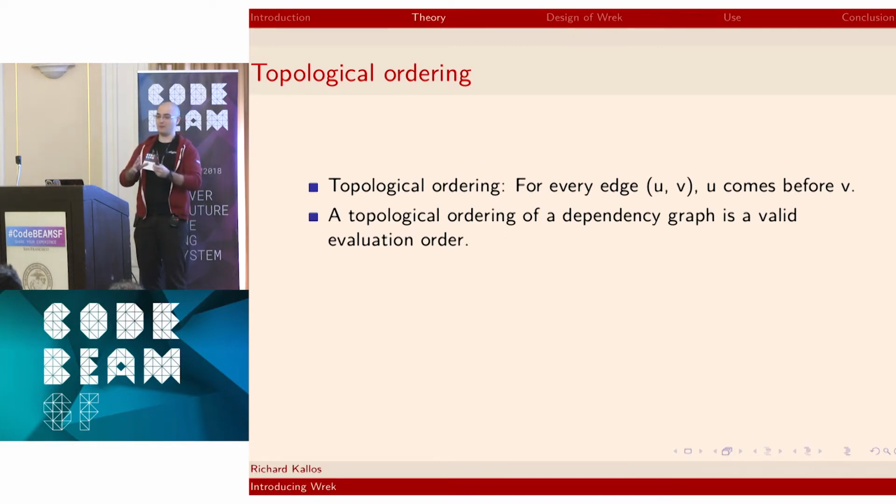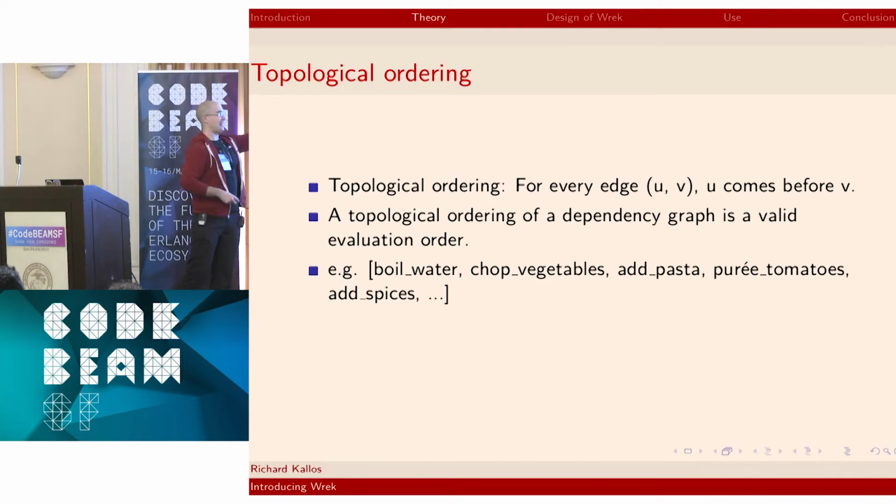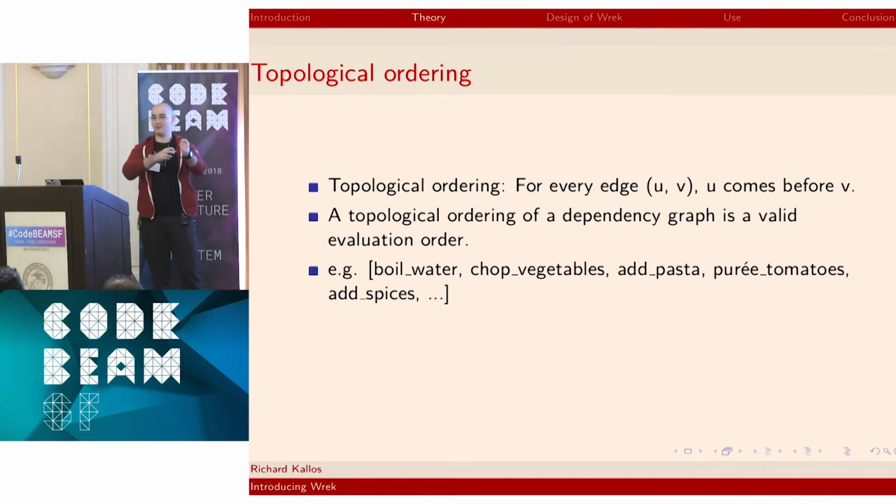So if you have just one processor and you're doing all of these steps, you can rearrange things. However, because of the structure of the dependency graph, I can't necessarily add pasta to water that hasn't been boiled. I can't mix those two, but I can definitely move, chop vegetables, puree tomatoes, add spices. I can pepper them in whenever I want.